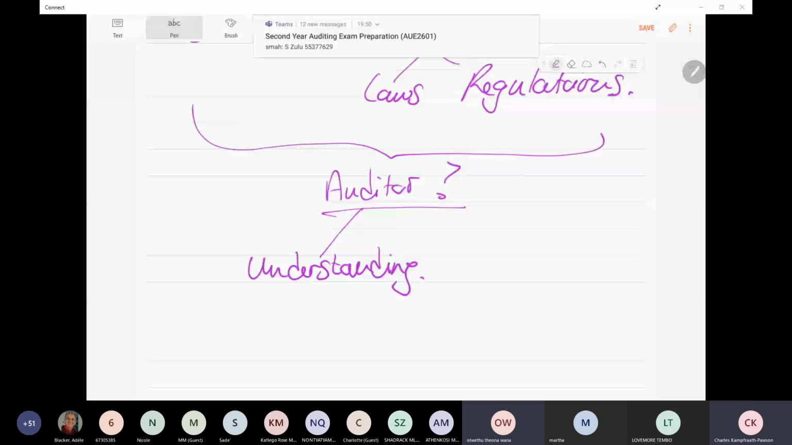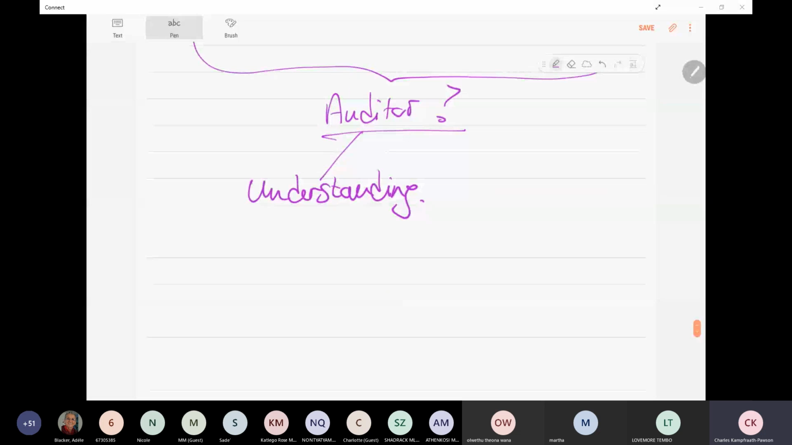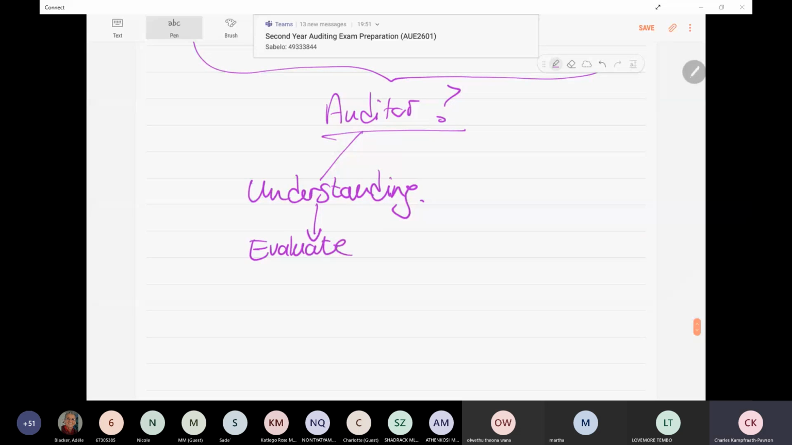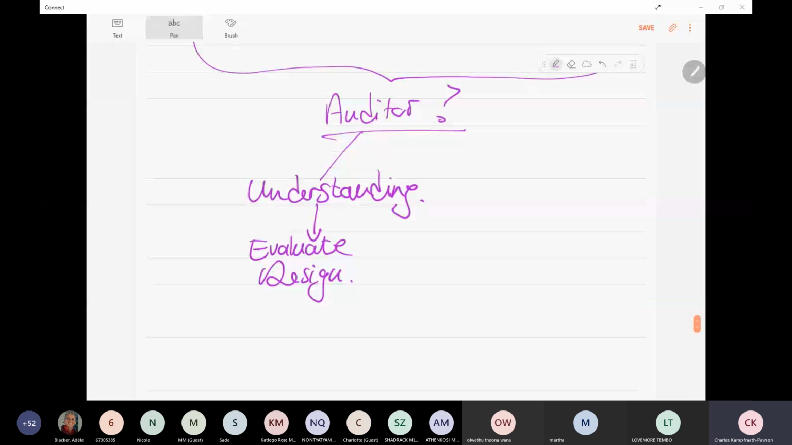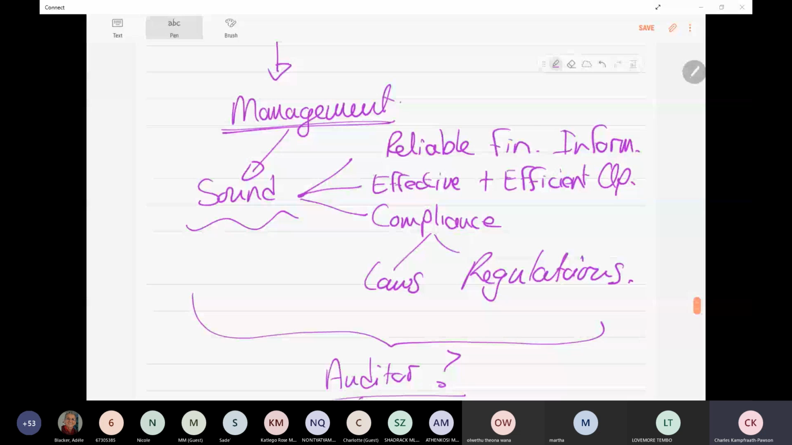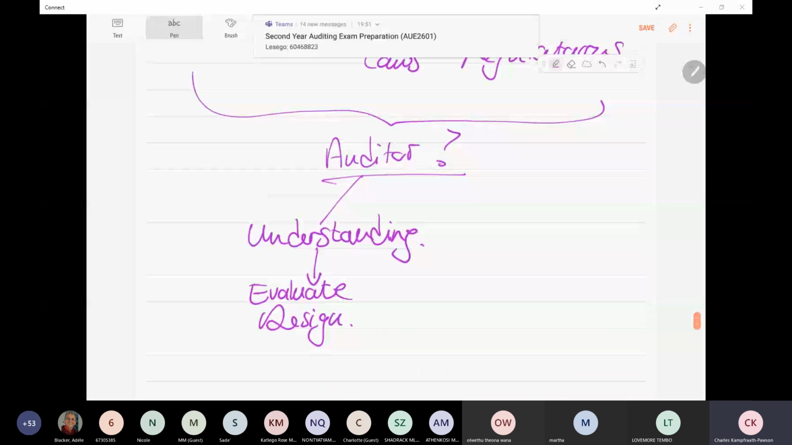So the auditor must gain an understanding. In order to gain an understanding, we will evaluate the design. In other words, we will ask ourselves, what can go wrong? We know what the client's business is doing, so we are busy gaining an understanding of the client's business, and to make sure that this business is in a position to produce reliable information, effective and efficient operations, and complies with all laws and regulations, we need to ask ourselves as auditors, what can go wrong?